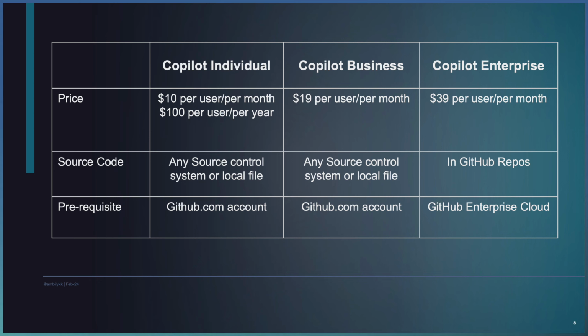When it comes to Enterprise, as I mentioned the SDLC cycle, Enterprise supports all aspects of SDLC. So you need GitHub Enterprise Cloud. The Copilot Enterprise works only on GitHub Enterprise Cloud.